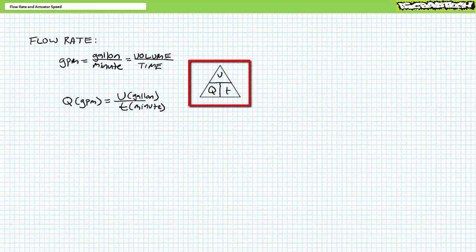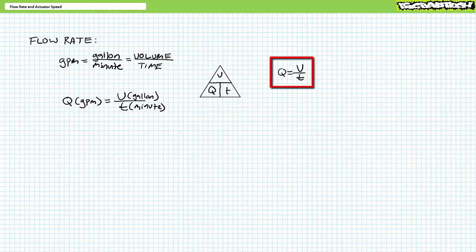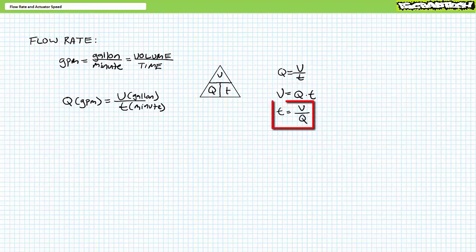An extremely convenient way of graphically expressing this three-variable relationship is using a three-variable pyramid, with volume at the apex and flow rate Q and time T side by side forming the base. To solve for Q, take volume V and divide it by time T because flow rate is volume over time. To solve for volume V, take flow rate Q and multiply it by time T because they're side by side. Finally, to solve for time T, take volume V and divide it by flow rate Q because volume is over flow rate.